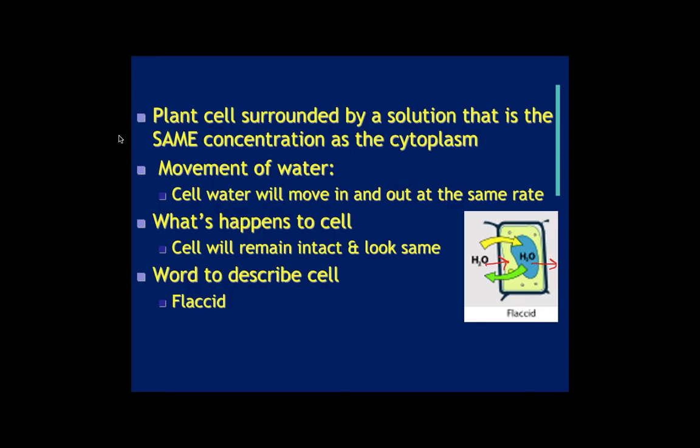And biologists use this word to describe a cell that is unchanging because it's in the same concentration as the cytoplasm. So they call it a flaccid cell. So for all intents and purposes, the cell looks exactly the same. So they are flaccid cells.